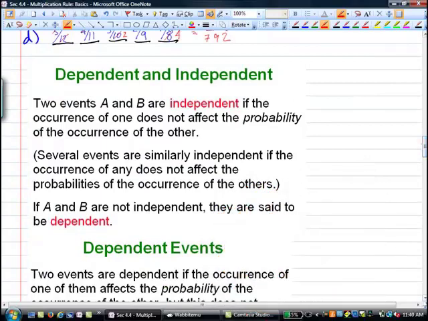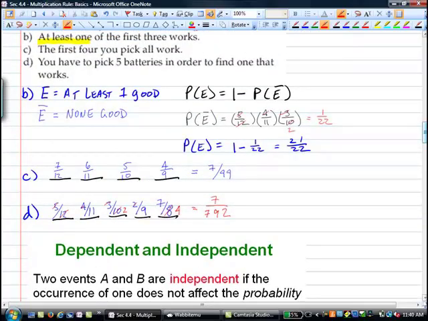All right, dependent and independent. 2 events A and B are independent if the occurrence of one does not affect the probability of the occurrence of the other. We've already had that discussion. For example, me being late to class and the stock market going up or down. They don't affect each other. So several events are similarly independent if the occurrence of any does not affect the probabilities of the occurrences of the others. The last example that we did, everything was dependent because once we selected a battery, then our sample space was changed, and the probability of then drawing the next battery being good or bad, that depended on the first battery that we drew.